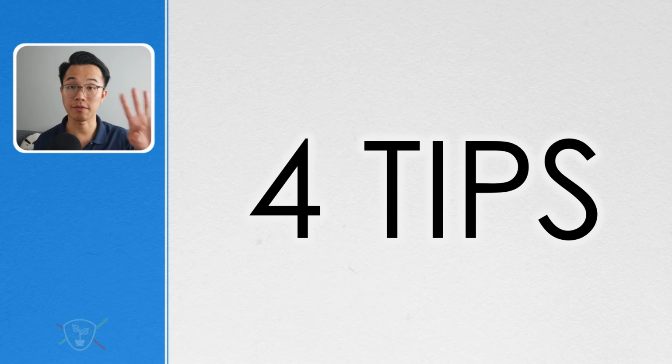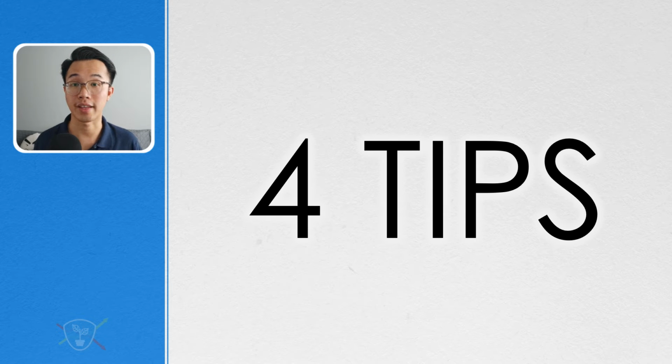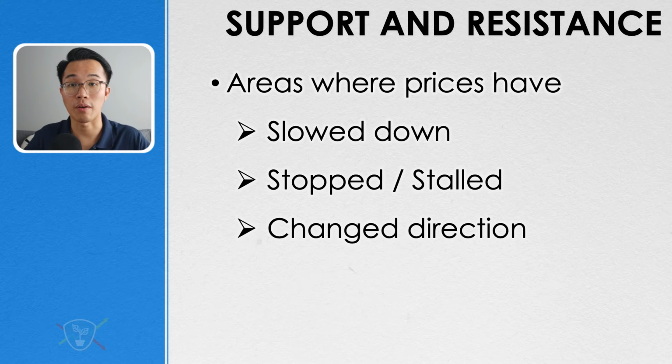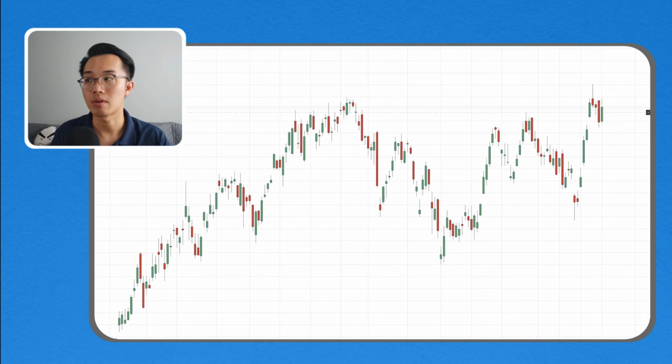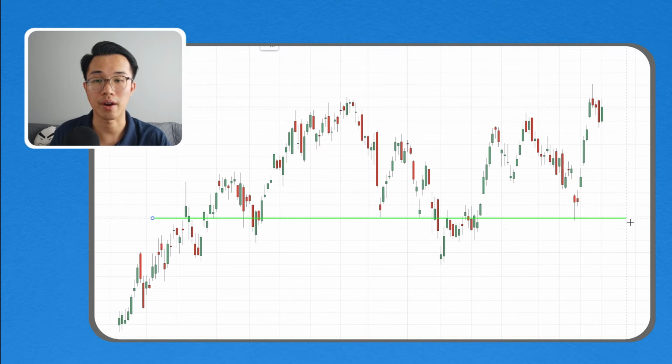Now we're going to discuss 4 tips on how we can identify support and resistance lines. The first tip is to look out for areas where prices have been stopped or have changed directions before in the past. So in this example, I can see that there is a floor somewhere around here. And that's because in this area, the price actually bounced off from here multiple times.